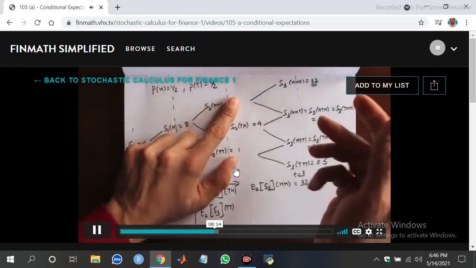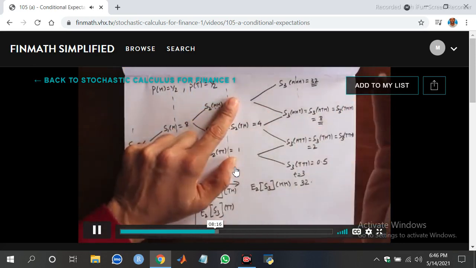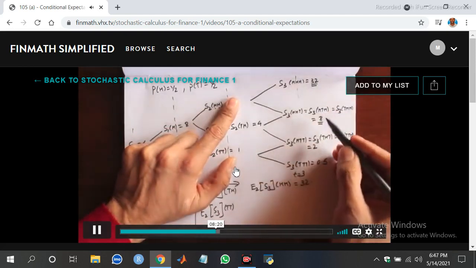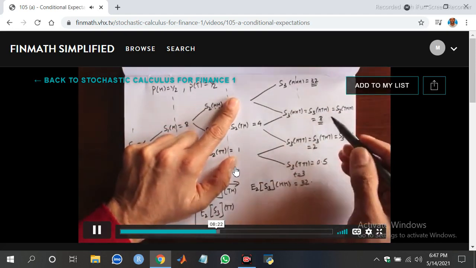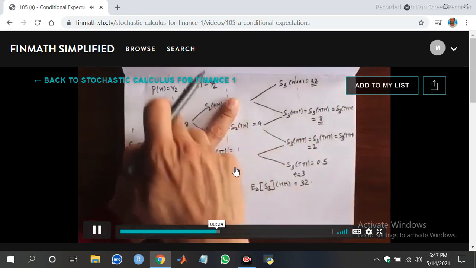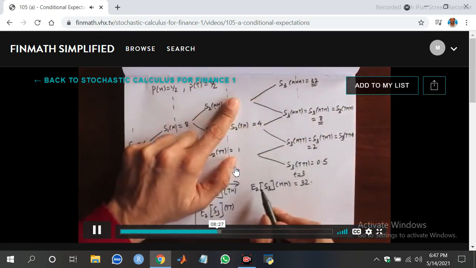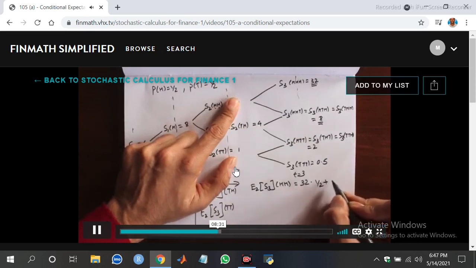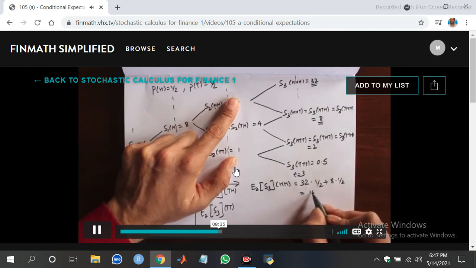Now we would toss a coin again. Either we would get a head or a tail, and if we got a head, we would be at 32. If we got a tail, we would be at 8, and the probabilities of getting a head or a tail are both half, right? So the expected value would be 32 times half plus 8 times half. That would be 16 plus 4 equals 20, right?